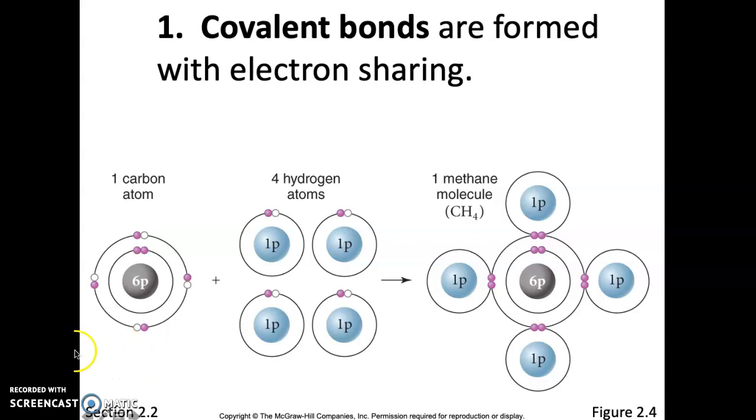So look at this example. I have 6 protons here. I have 1, 2, 3, 4, 5, 6 electrons. And that leaves me with these empty spaces for electrons, right? We've talked about that before. So what if you fill them up? In this case, this is carbon.